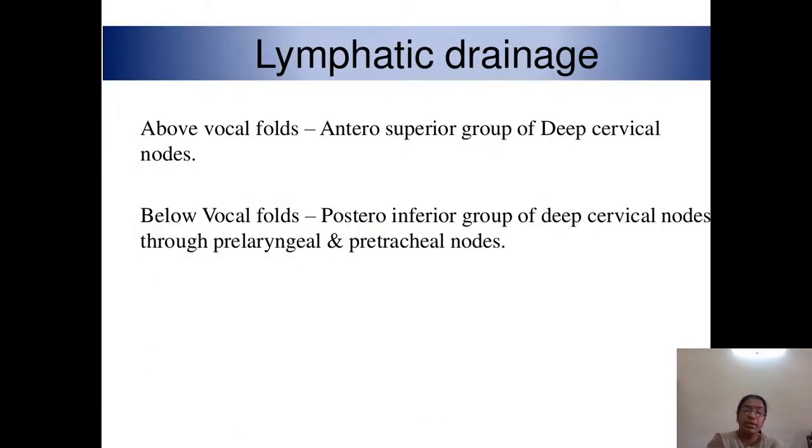Coming to the lymphatic drainage of the larynx, above the vocal folds the lymph is drained into the anterior superior group of the deep cervical lymph nodes, whereas below the vocal folds it is drained into the posterior inferior group of the deep cervical group, or the pretracheal or prelaryngeal group of lymph nodes.